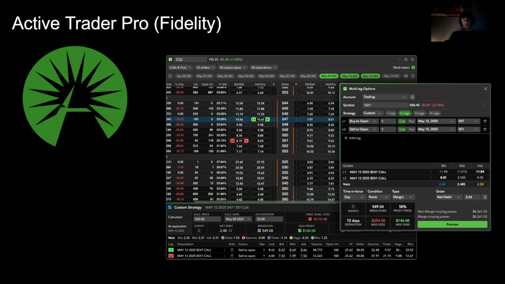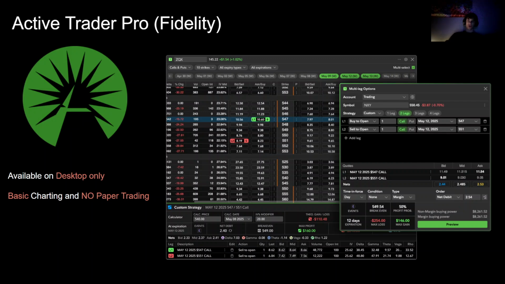Active Trader Pro by Fidelity is what I use. I think it's sort of the worst option on this list, unfortunately. They're on desktop only for the actual Active Trader Pro app, but they have a Fidelity mobile app that you can place your trades on and a Fidelity web app that you can do the same stuff on. So it's sort of a give or take there for the desktop only.